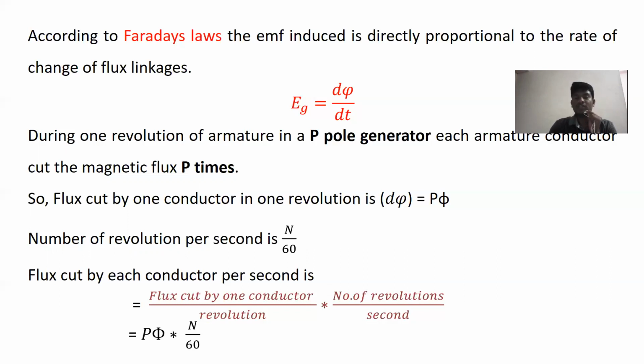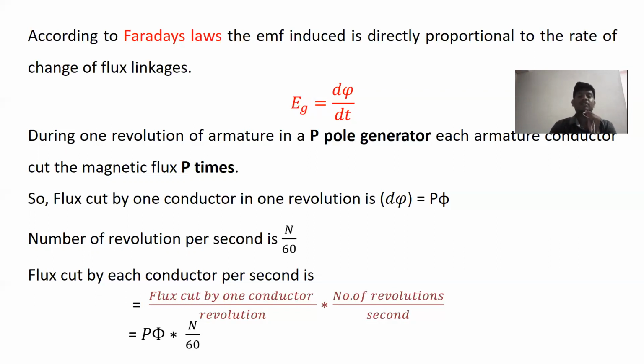Coming to Faraday's second law, the EMF is equal to d phi by dt. Here d phi is nothing but the total flux and dt is nothing but the time. For one revolution, what is the total flux? Phi into P. And dt is the time taken for one revolution, which is 60 by N. So it is phi P divided by 60 by N, simply phi P N by 60.